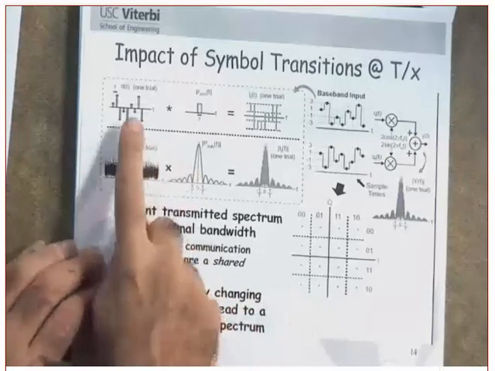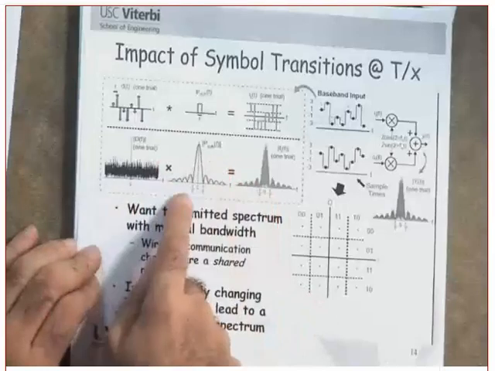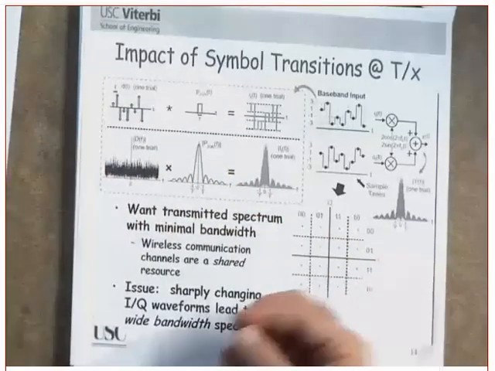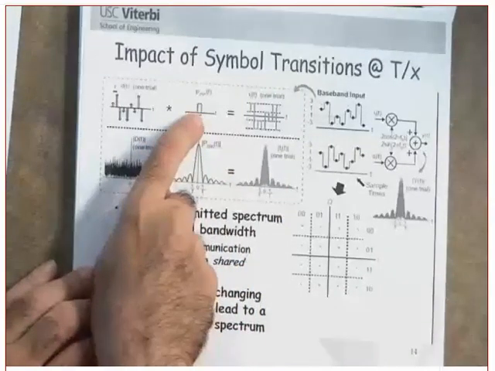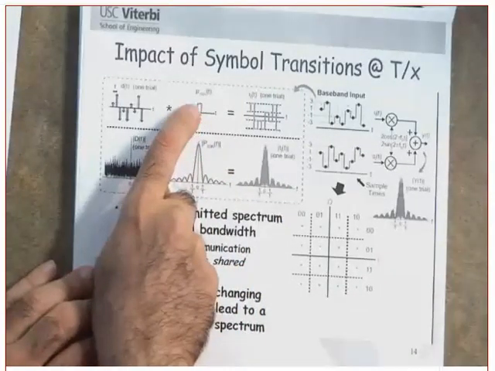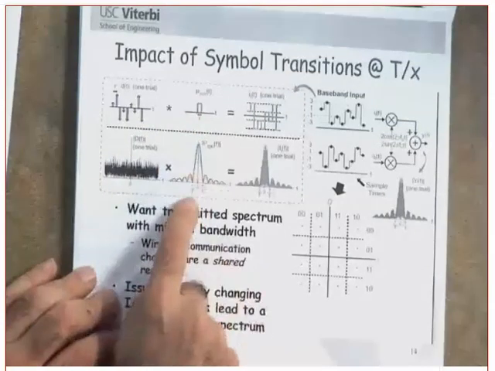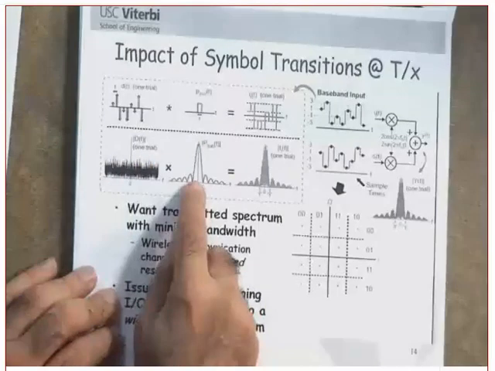Yes or no? If it is a random sequence, does it behave like noise? It behaves like noise. The power spectral density is spread over what? Wide frequencies. Yes or no? What is the Fourier transform of this guy? The Fourier transform of this guy is the sinc function. Yes, I'm looking only at the magnitude. Yes or no? Okay, and what do I get by multiplying this with this?